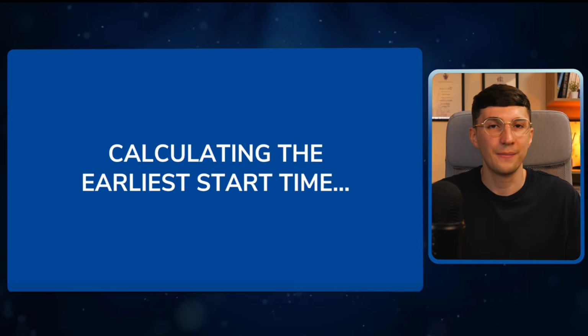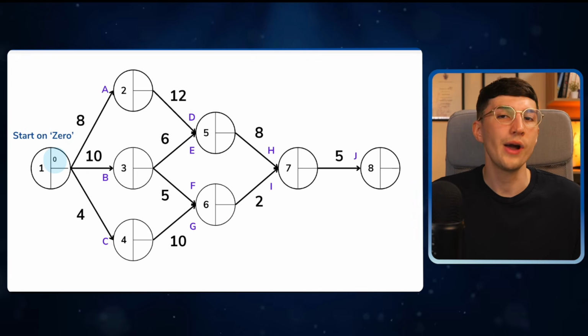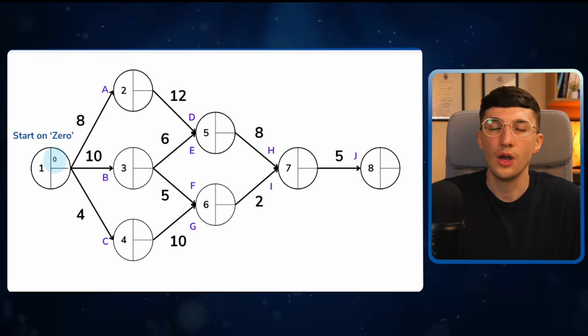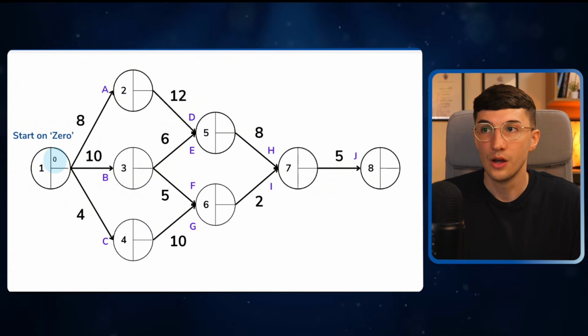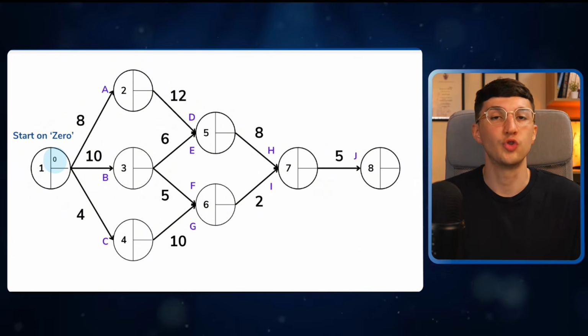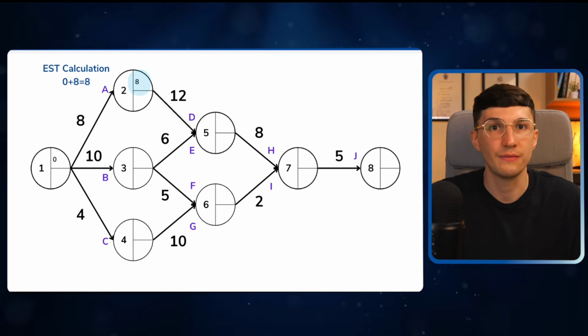And now let's do a step-by-step process of doing these calculations. So we always start on 0. Projects always start on day 0. Now, when we look at the earliest start time for task D, we need to do the earliest start time of task A plus the duration of task A. So you do 0 plus 8 equals 8 for that node 2.